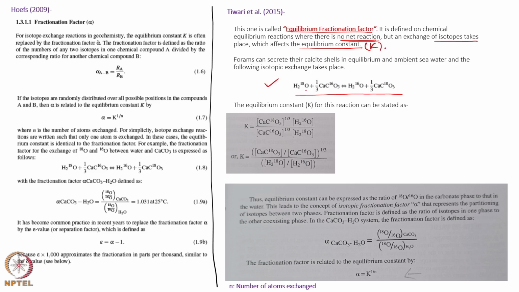Does it have any geological significance? Yes, it has a significance. Forams can secrete their calcite shells, CaCO3, and in ambient sea water this reaction can take place. So, this reaction can happen on the forams tests.